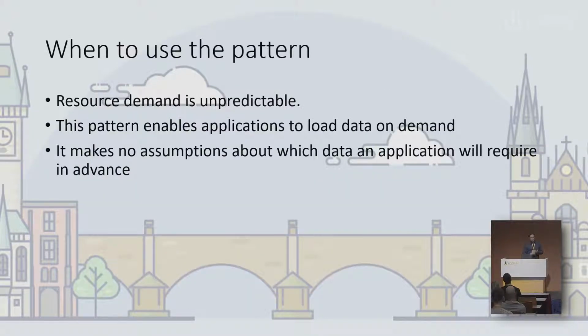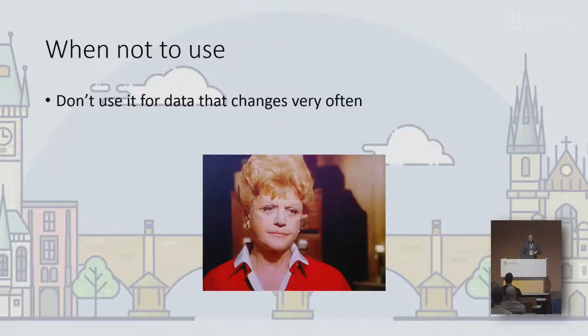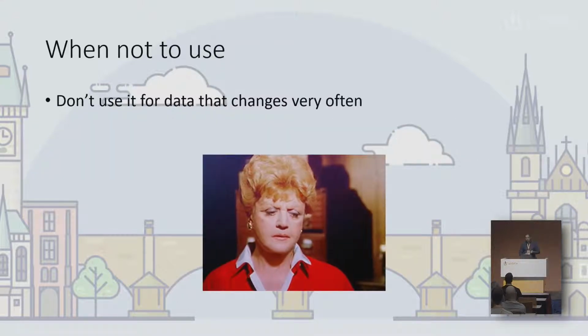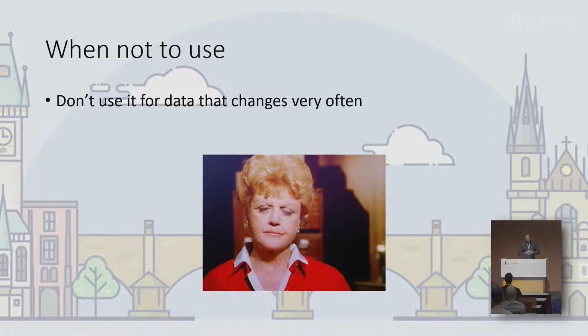So when to use it? When you have high or unpredictable demand for your application. The pattern enables the application to load data on demand. It makes no assumption about the data an application requires in advance. So I mean, you could actually do all that stuff. When not to use it? Don't use it for data that changes very often. If your data changes very often, there's no point in caching it.